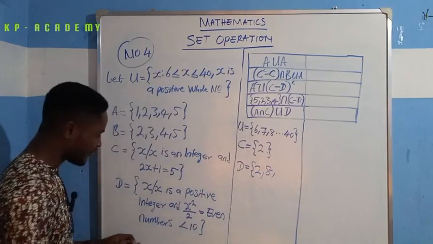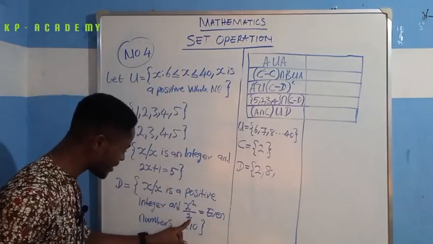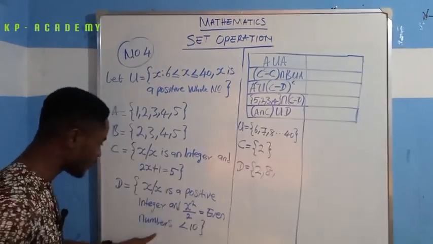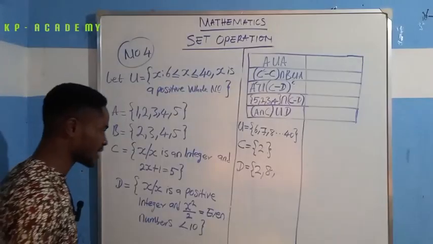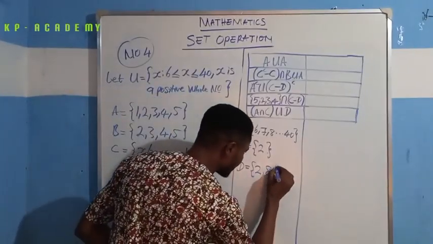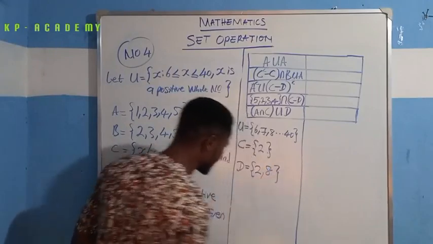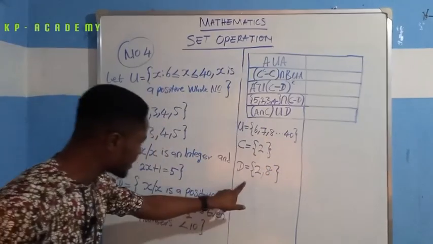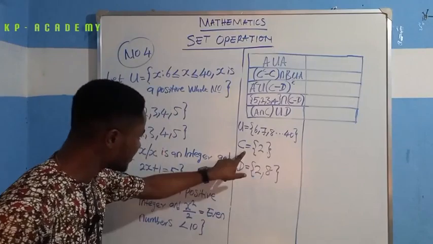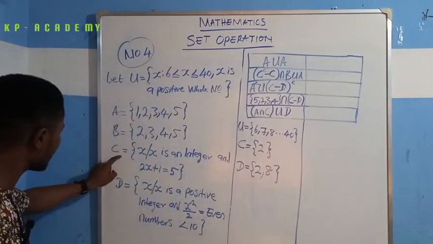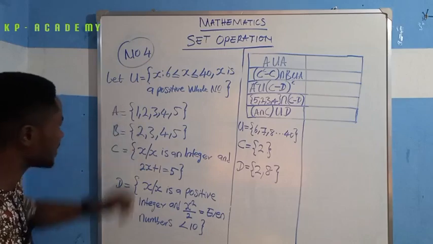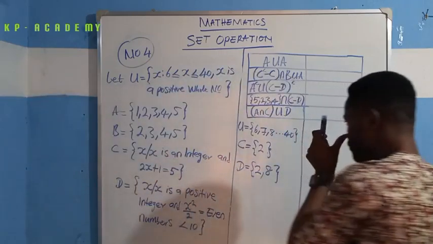Next one is 5. 5 squared is 25. 25 divided by 2 gives us a fraction, and it's not an even number, and there's no other number we can take. So set D is actually the set of 2 and 8. Set C is just 2. Set U is this. Set A and set B are these two sets. Now we can proceed to answering these questions.